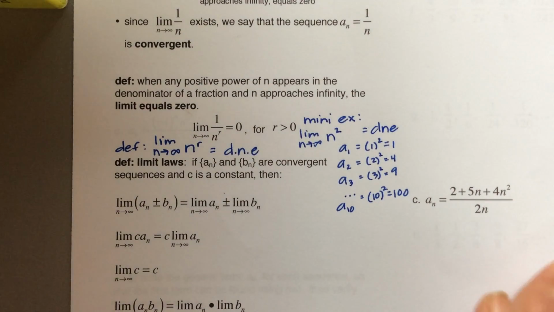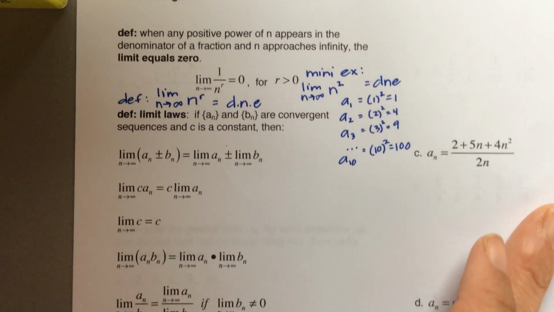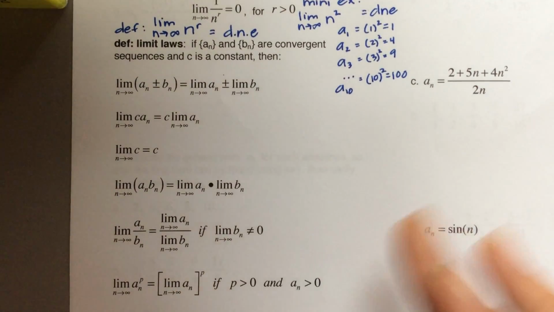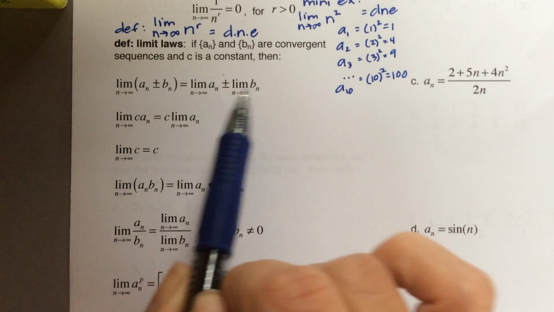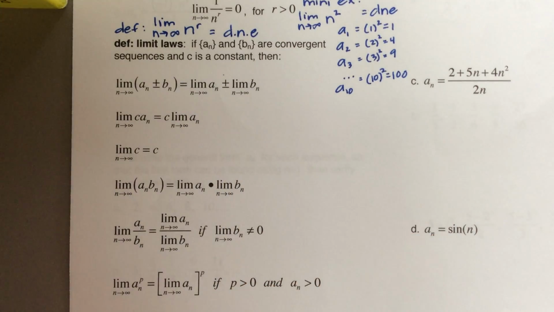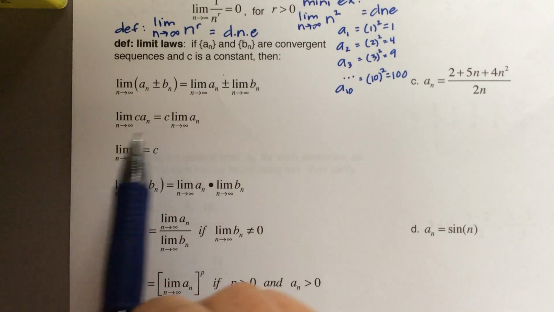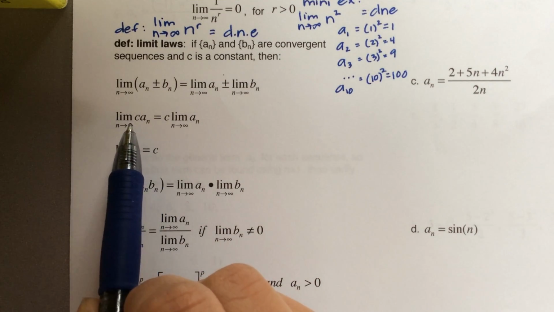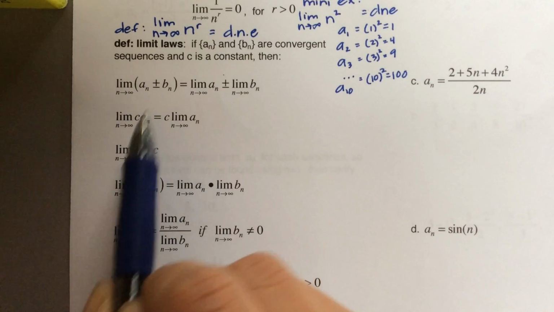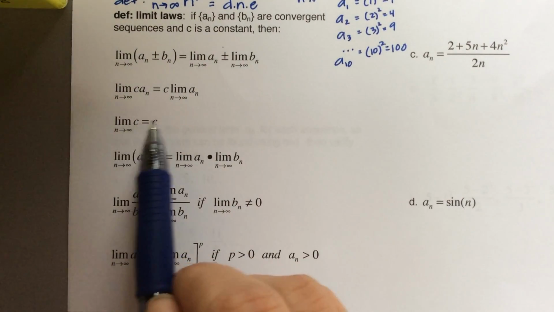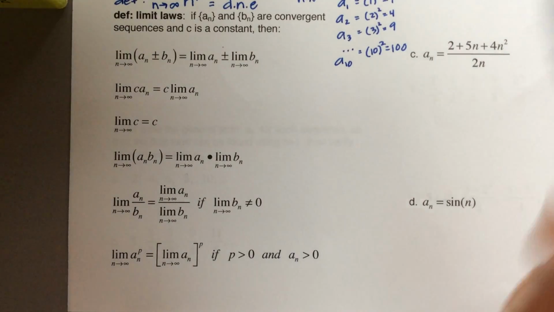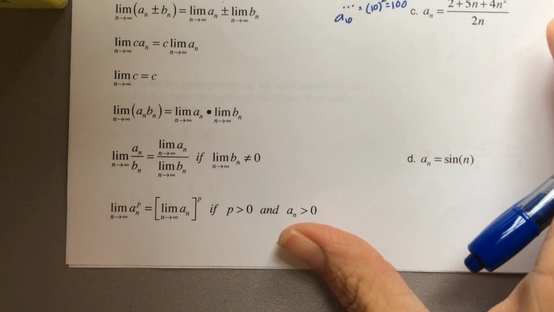So here are some of the limit laws that we looked at in an earlier chapter. You can see if you're adding two limits, then you can split them up and take the limit of each one individually. This one right here says that if you have a limit of a constant times a sequence, you can pull the constant out. This one is a good one. The limit of a constant is the constant. And you can kind of see through the rest of these.